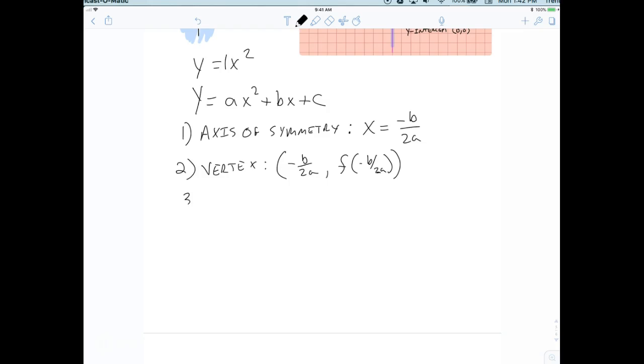And the last major point here is the Y-intercept. The Y-intercept is always 0, comma, c. All right.